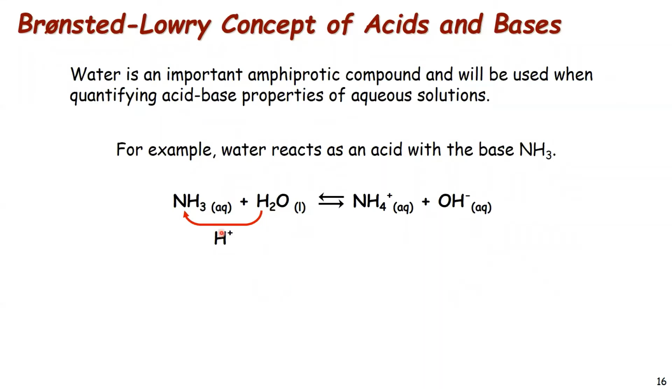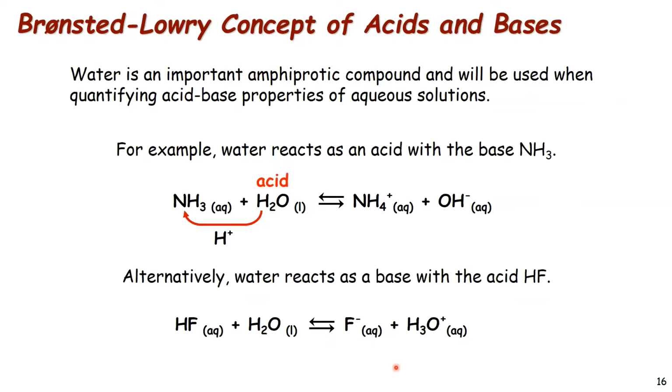Here again, we can see that the water in this case is acting as an acid because it's donating H plus. But if I put an acid in water, we know that hydrofluoric acid is going to donate a proton to the water, leaving behind F minus. We just added H plus to H2O, so it's going to be H3O plus, our hydronium ion. In this case, we can see that the water is acting as a base since it's accepting the proton.